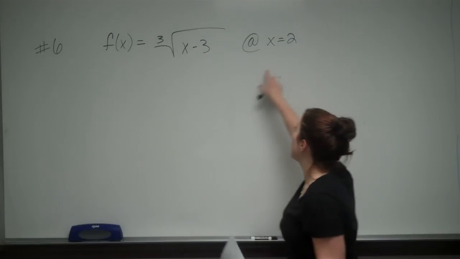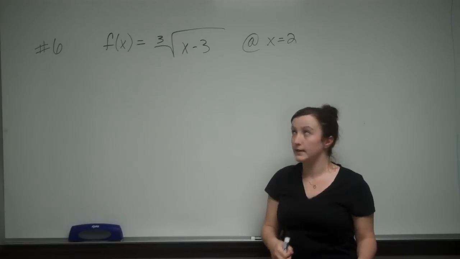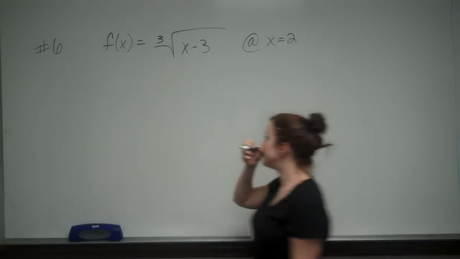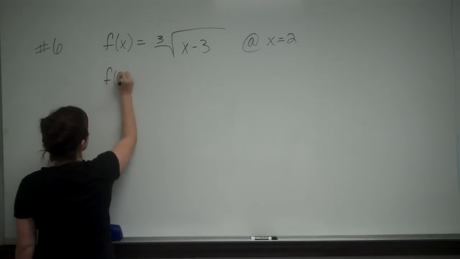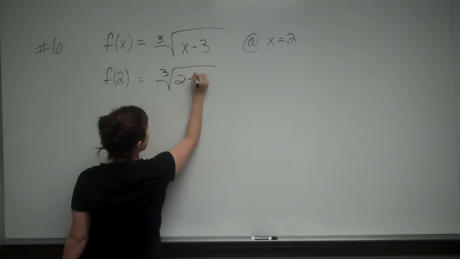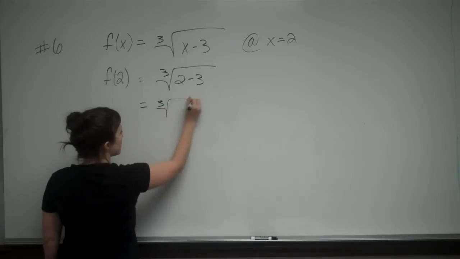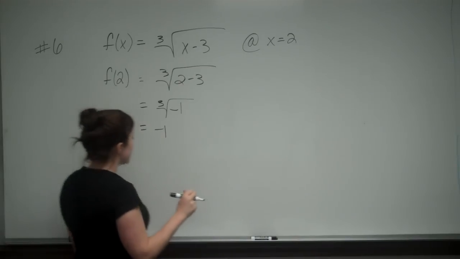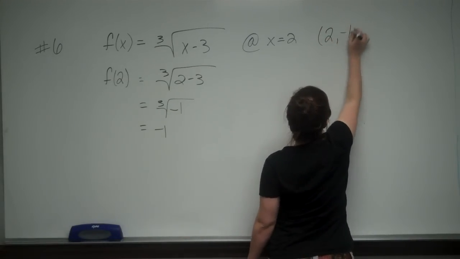So we're given that x equals 2. That's one part of our point, but we need to know the y coordinate, and we find that by plugging that value into our original equation. So f of 2 is equal to the cube root of 2 minus 3. Well, 2 minus 3 is equal to negative 1. So we have the cube root of negative 1, which is just equal to negative 1. So f of 2 is equal to negative 1, and our point is (2, negative 1).